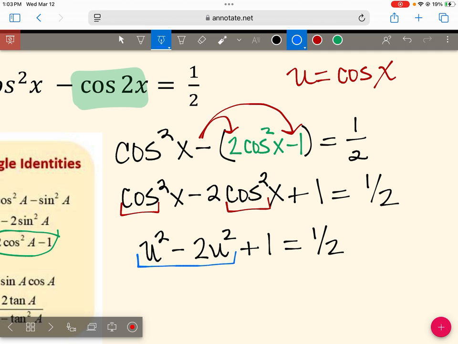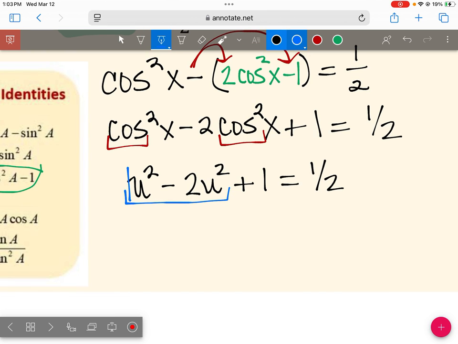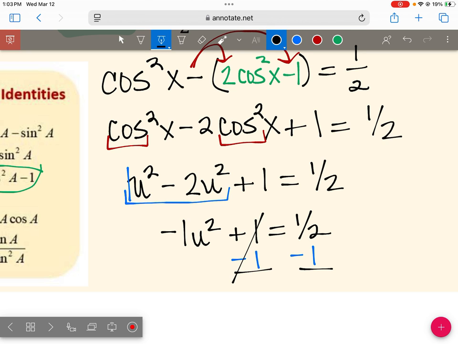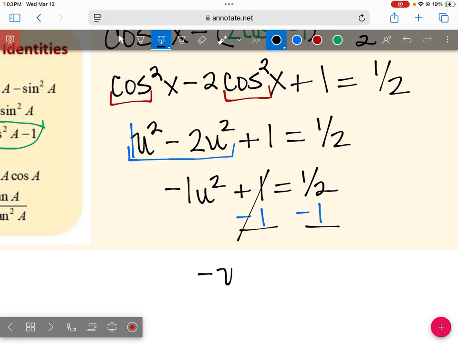So when you subtract this, what is 1 minus 2? Negative 1. So we got negative 1u squared plus 1 equals 1/2. And then we're subtracting 1 from both sides. So negative u squared equals, and we got 1/2 minus 1. It's negative 1/2.